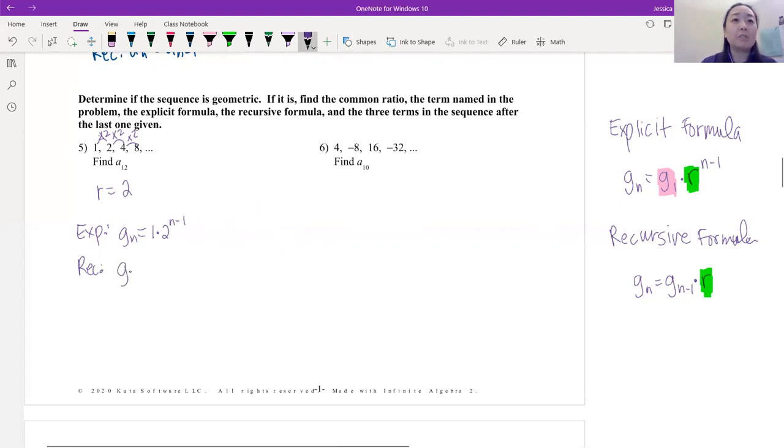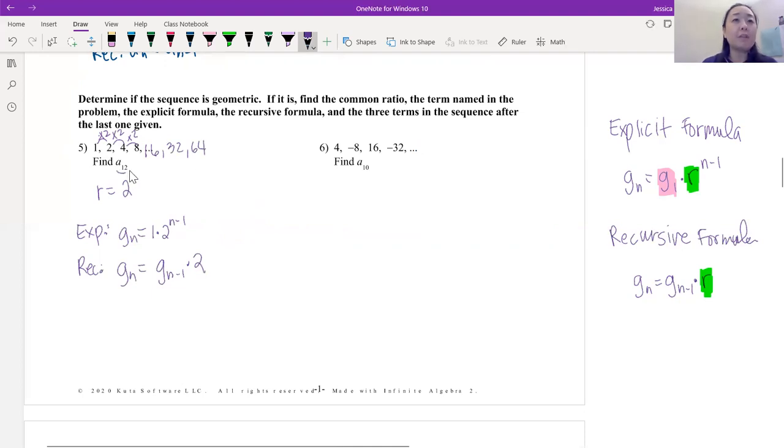Okay, and here we go. And then our recursive is going to be G sub n is the previous term times 2. This 2 right here, 2. Done. All right, and then 3 terms. So remember, we're just multiplying by 2. So this is going to be 8. 8 times 2 is 16. 16 times 2 is 32. 32 times 2 is 64, right?